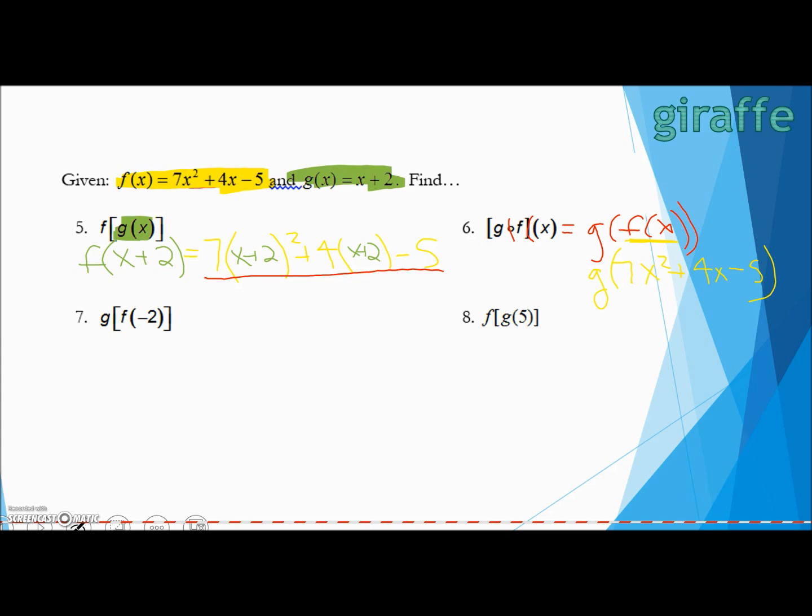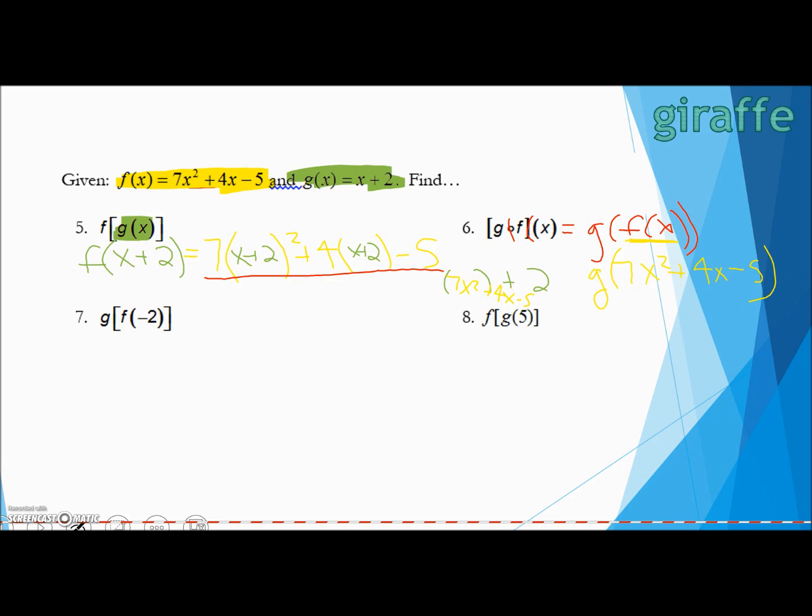And so I can write out my g function, but instead of that x, where that x would usually go, I'm going to put in the yellow function that's in the parentheses. I made my parentheses a little too small, so 7x squared plus 4x minus 5 would go in that tiny little parenthesis.